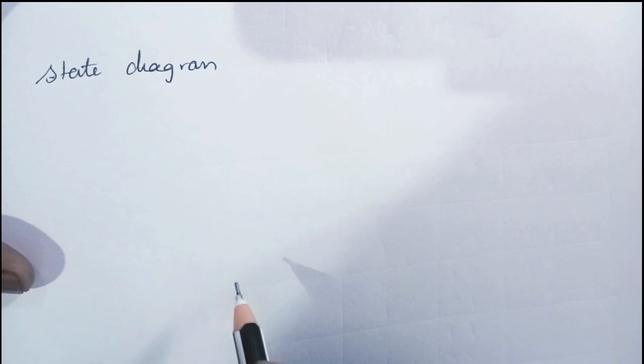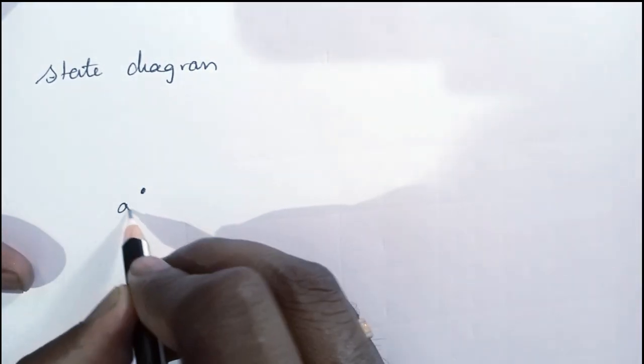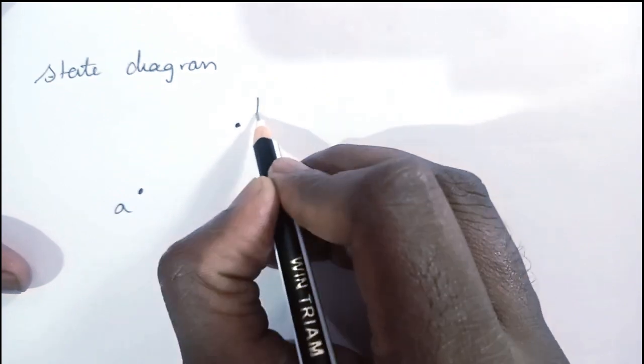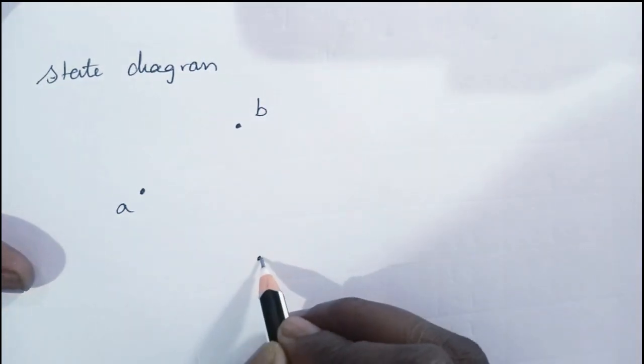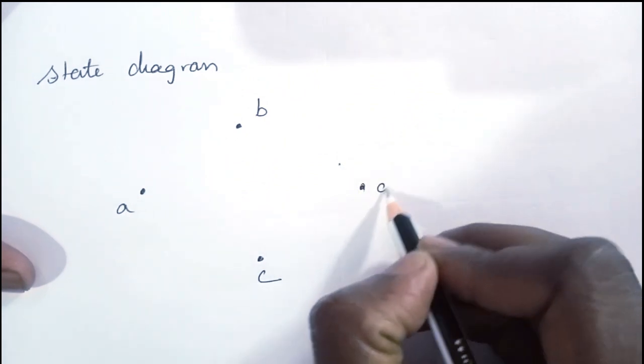Okay, now we will see the state diagram. So what are the 4 states we have? We have 4 states, right? State A, state B, state C, and state D. This is state A, this is state B, I'll take this as state C, and this is state D.